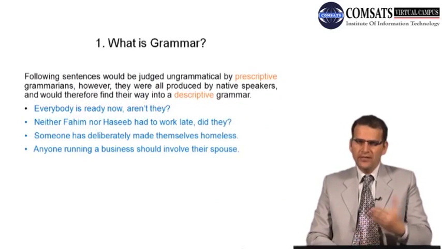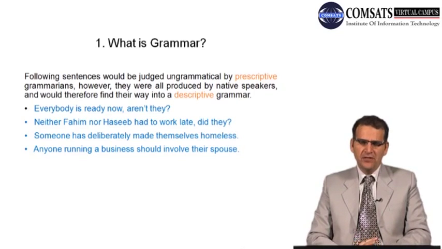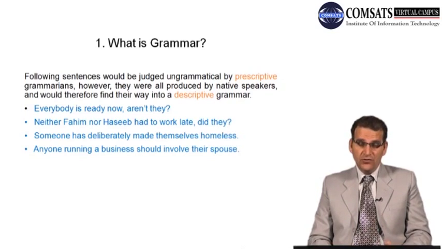Alright, so for example, there are some sentences on your slide. You can see that these sentences would be judged ungrammatical by prescriptive grammarians. However, they were all produced by native speakers and would therefore find their way into descriptive grammar. For example, everybody is ready now, aren't they? A prescriptive grammarian would ask how come the question tag is aren't they, because we're talking about everybody. Our subject is singular, so as per the rule, if the subject is singular, the tag would be isn't he?